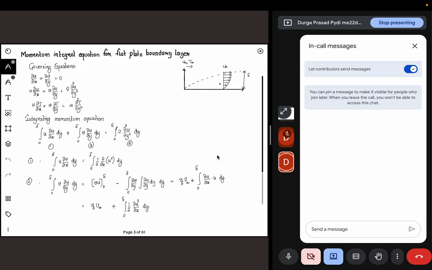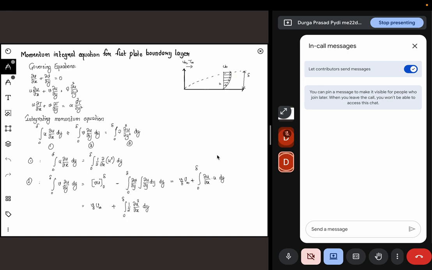So we'll start with the momentum integral equations. We start with the same boundary layer equations that we had before: the continuity, the momentum, and the energy equations. The integration we are doing is from 0 to delta, within the boundary layer, and we are assuming that at delta the velocity has reached the free stream velocity U infinity. So this is the forced convection problem.